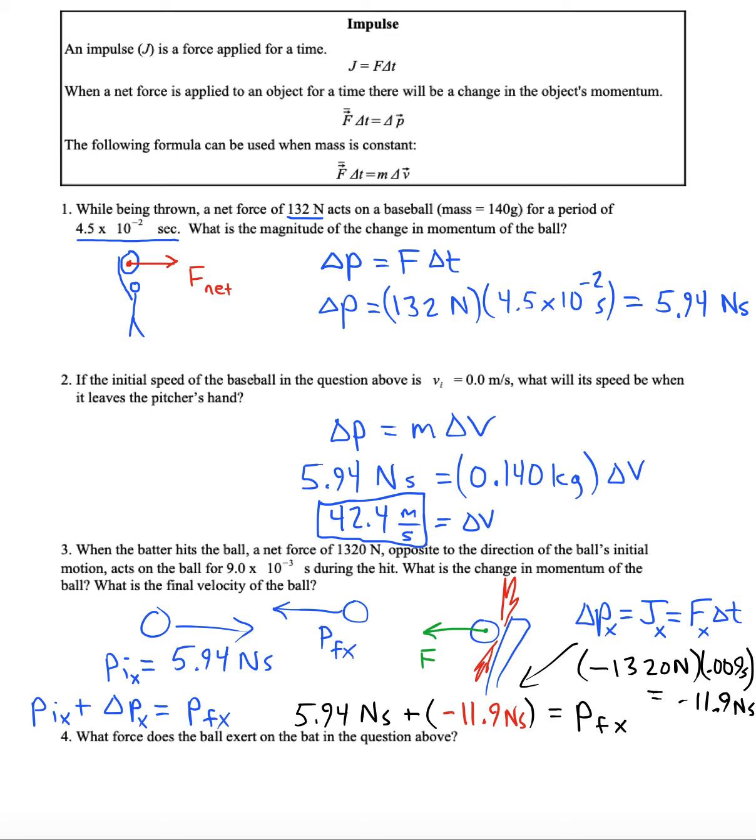Now we can calculate our final momentum. It just so happens to be negative 5.94 Newton seconds. So our ball comes in with 5.94 Newton seconds to the right. It contacts the bat where it feels a force directed to the left, and then the ball returns with negative 5.94 Newton seconds as it leaves the bat.